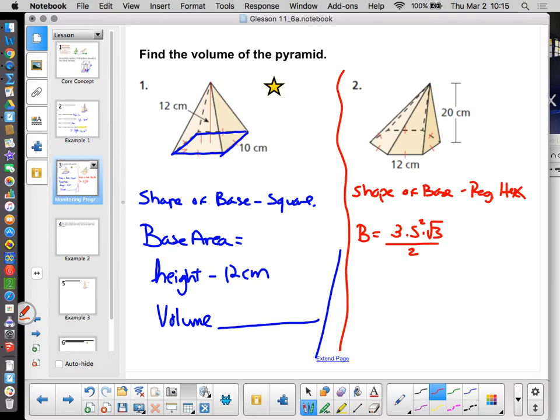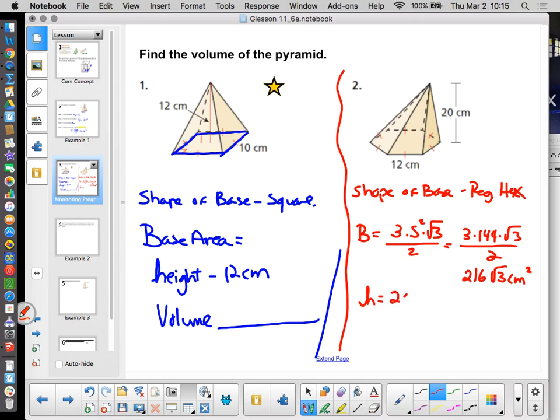Okay, 3 over 2. And the length of a side is 12, so 12 squared is 144. So 3 times 144 times the square root of 3 over 2. And just the 3 times 144 divided by 2 is 3 times 72, because 144 divided by 2 is 72. Should be 216 root 3, and it's centimeters squared. That's my base area.